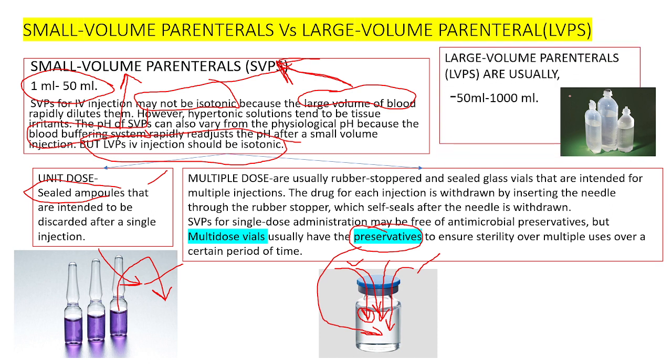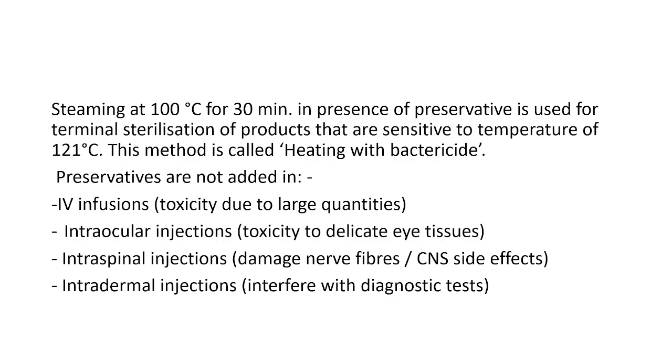Next one is large volume parenterals, that is 50 ml to 1000 ml. We can call it large volume parenterals. For large volume parenterals, we cannot add preservatives, because we would need to add a larger quantity of preservative. That larger quantity of preservative is toxic in nature.